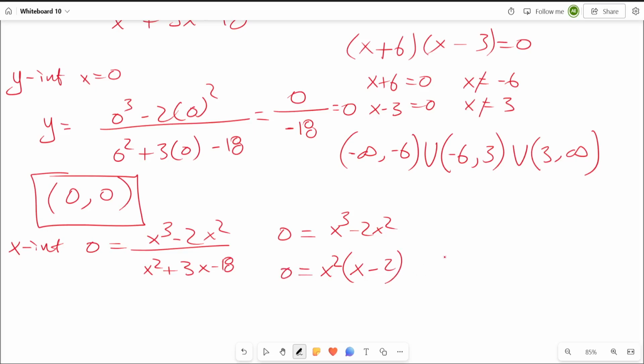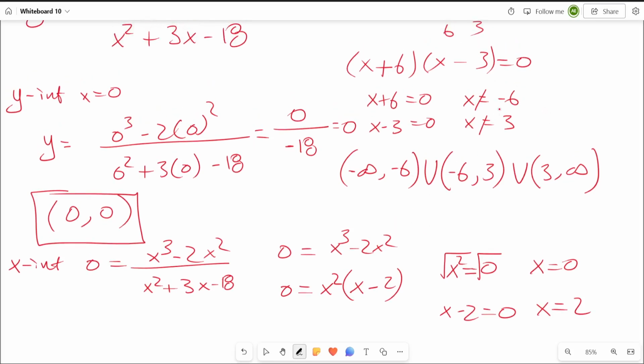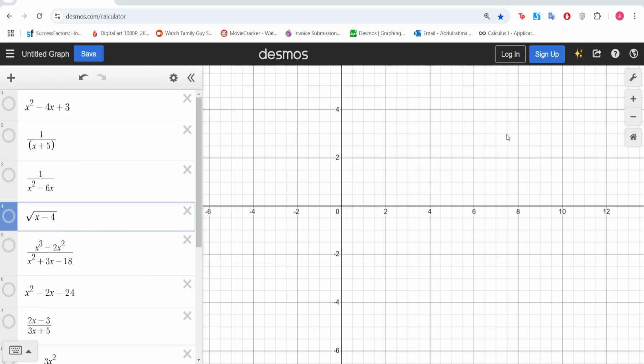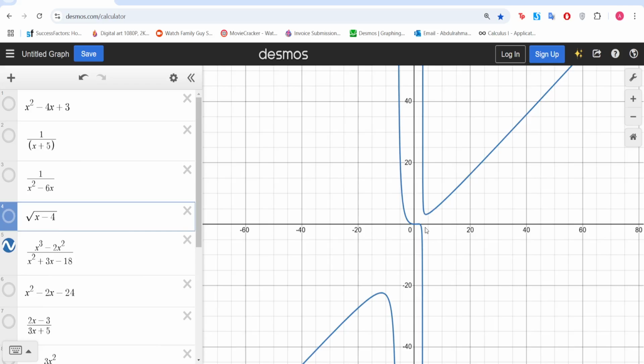So this gives me two answers. x squared equals 0, which basically I can take the square root of both sides. That will give me x equals 0 as my first answer. And x minus 2 equals 0, which is going to give me x equals 2 as my second answer. So I will have two x-intercepts at x equals 0 and at x equals 2. So my domain is everything except negative 6 and 3. Let's check that.